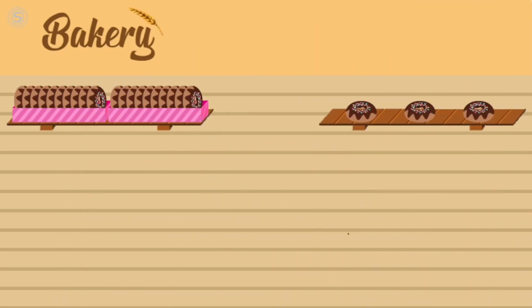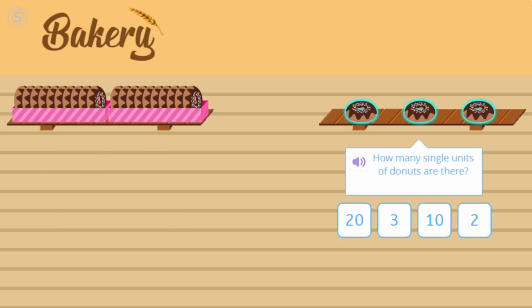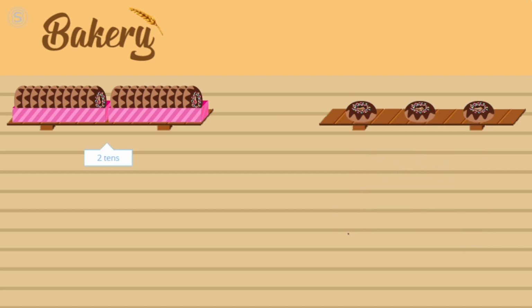We're going to work out how many donuts there are in the bakery. First, let's count how many tens of donuts there are. Now let's count how many single units of donuts there are. Very good. There are 2 tens and 3 units. 2 tens and 3 units form the number 23. There are 23 donuts in the bakery.